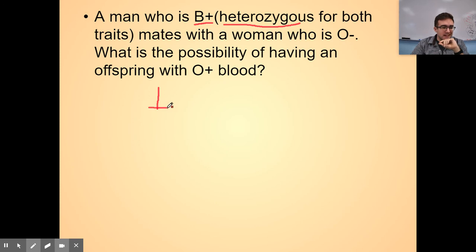So that means for the blood type, he's IBi. And then for the Rh protein, he's also heterozygous, so he's big R, little r. He mates with a woman who is O negative. Since she's O negative, we know O is the recessive version of the blood type. So we're going to have little i, little i. And she's negative too. Well, negative is the recessive version. So that means she's little r, little r.